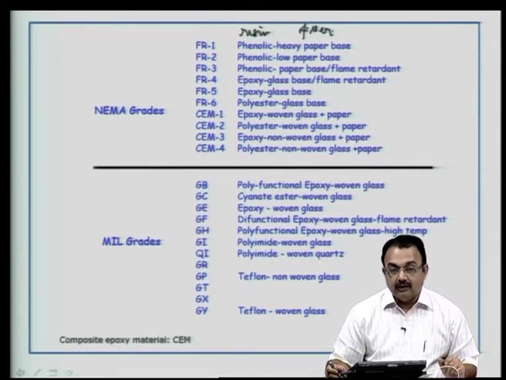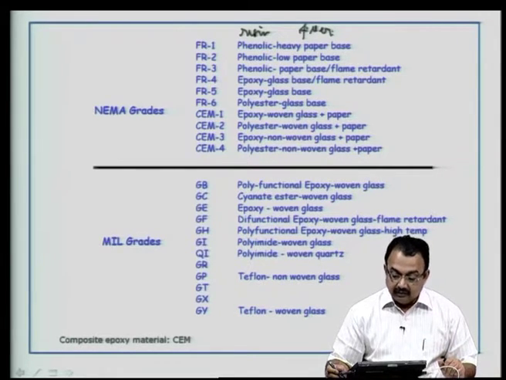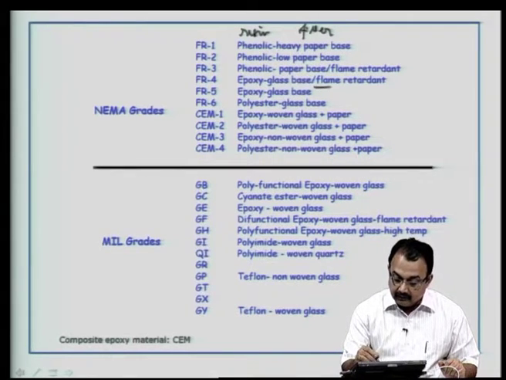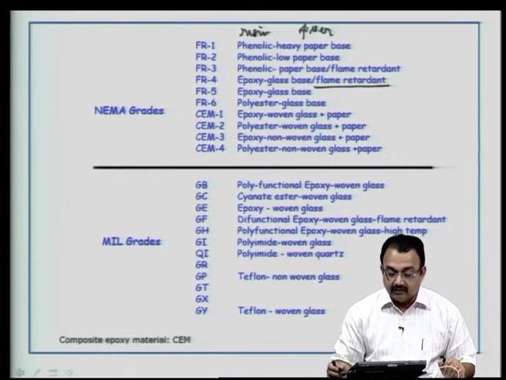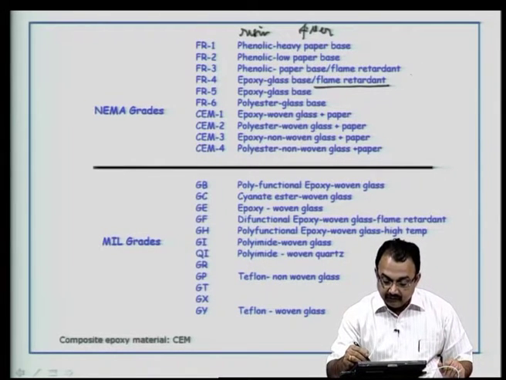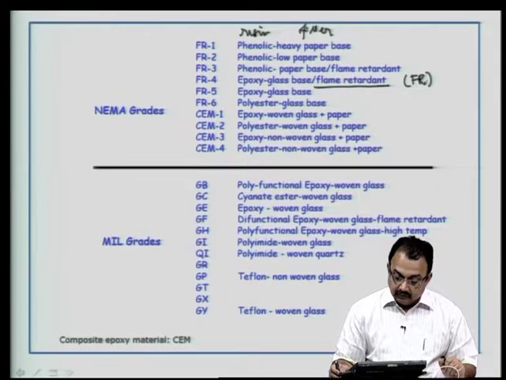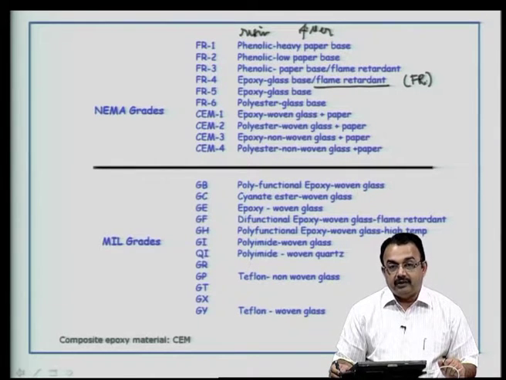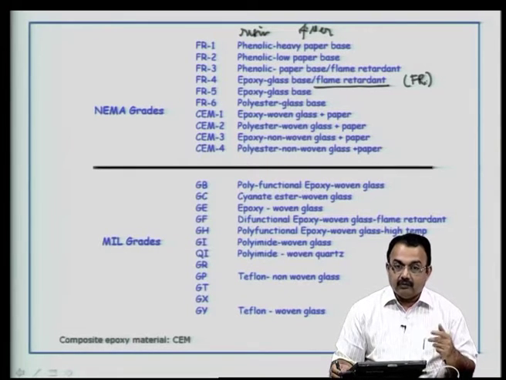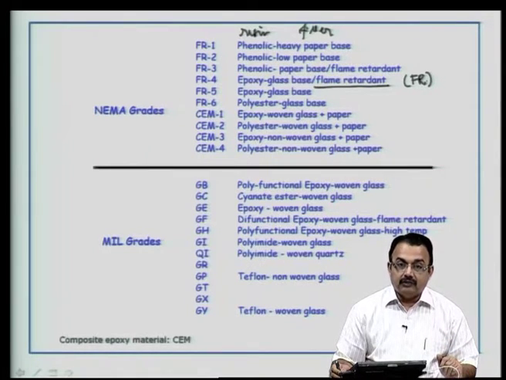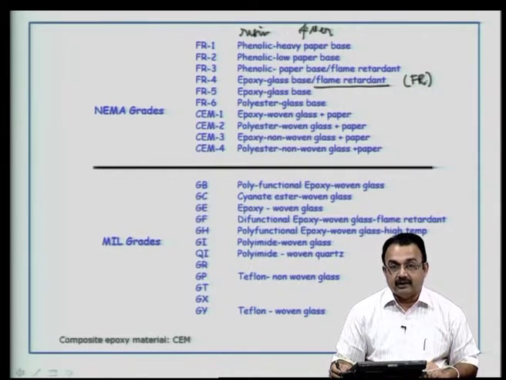FR4 for example contains an epoxy resin, it contains a filler which is glass base, and more importantly it is flame retardant. That is why we use the term FR, flame or fire retardant. So, if the material has to be flame retardant or fire retardant, there are again qualification procedures for the material to be certified as FR based.